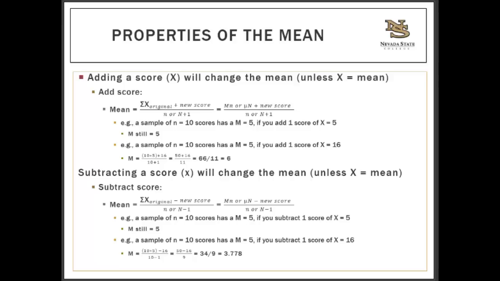3.778 is our new mean. And it dropped quite a bit because we took a very large score out of the data set. So it went from 5 to 3.778.